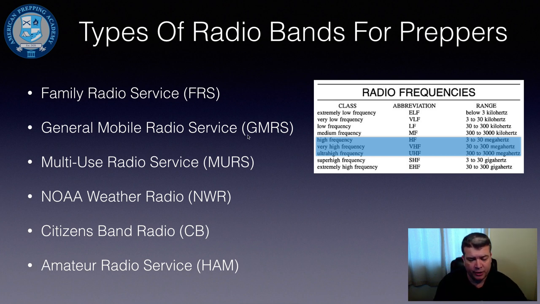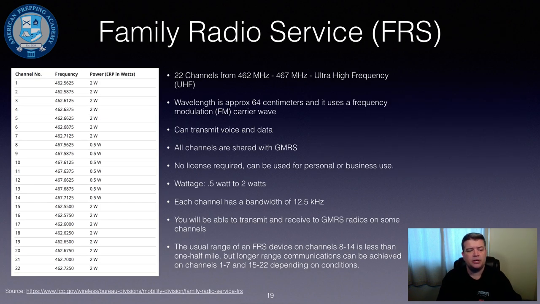And again, all of these frequencies fall within those three bands that I was telling you about earlier: HF, VHF, and UHF. Okay, so for the Family Radio Service, there are 22 channels that range from 462 megahertz to 467 megahertz. That is in the UHF band. The wavelength is approximately 64 centimeters, and it uses a frequency modulation carrier wave, the FM carrier wave. It can transmit voice and data. It's authorized by the FCC to transmit voice and data.